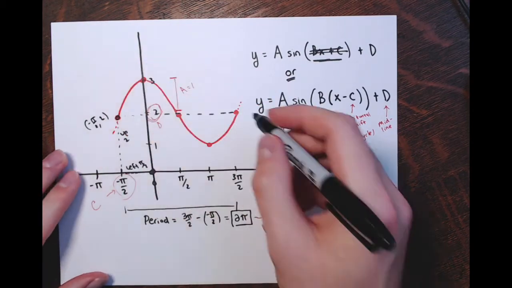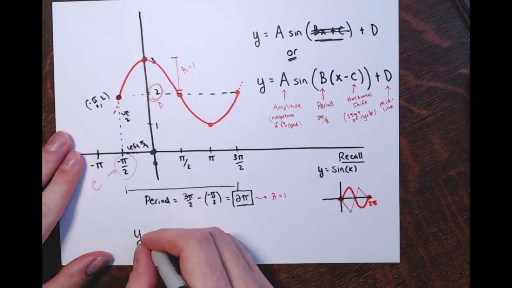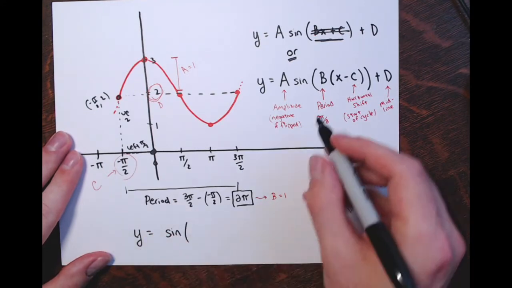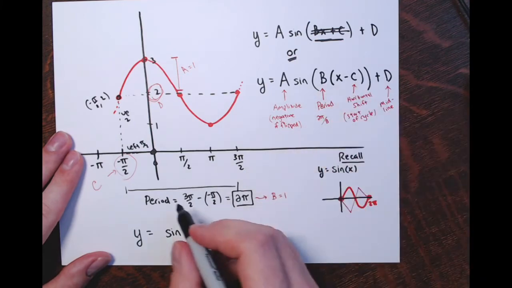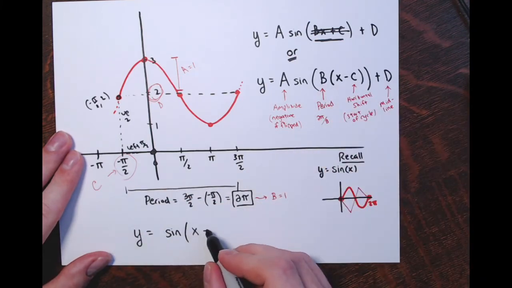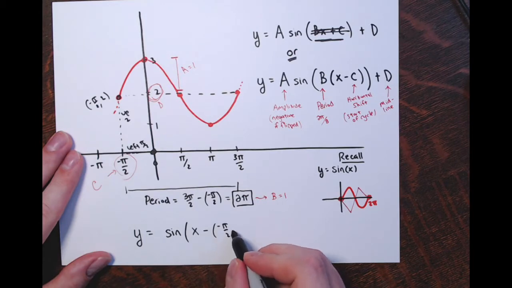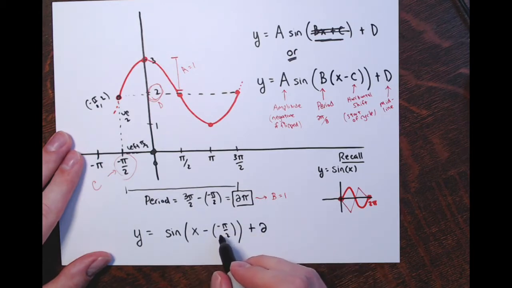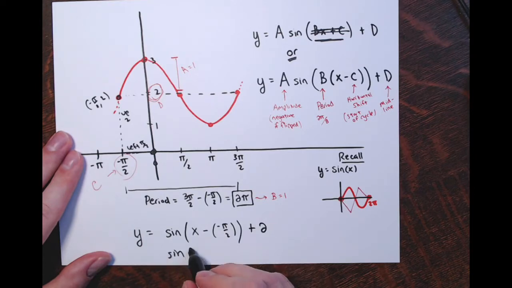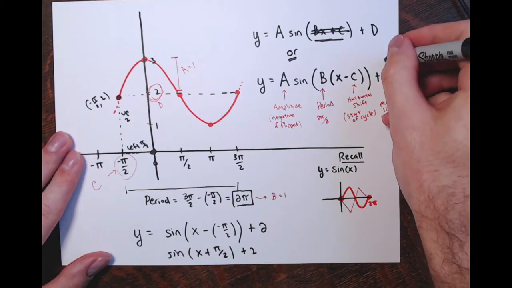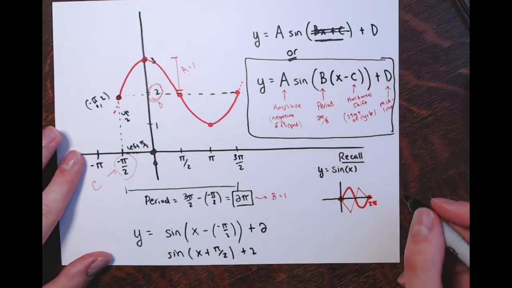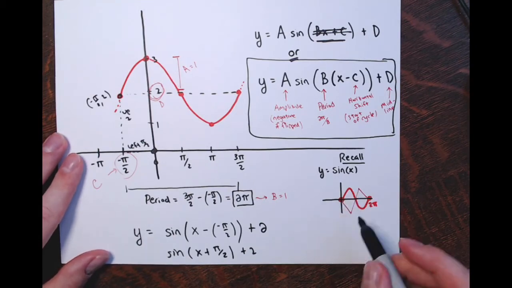This graph that they gave me is the graph of the following function. y equals 1 times the sine of 1 times x minus negative pi over 2, and then plus 2. And x minus negative pi over 2 is just x plus pi over 2. Okay, but keep this in mind. I'm going to make use of this always, and remember what the original sine looks like.